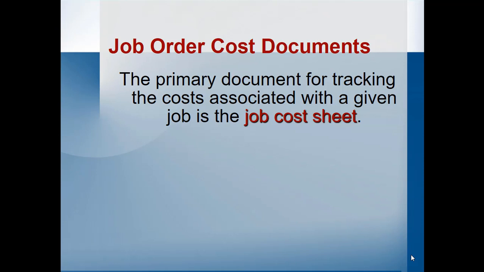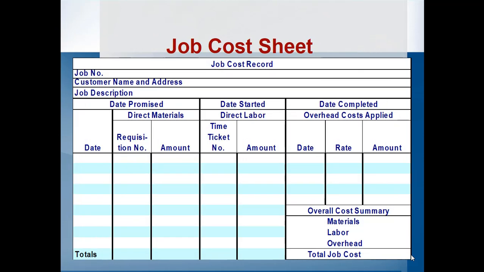The primary document for tracking the costs associated with a given job is something called a job cost sheet. It's very important that we understand that if we say we want to track all the specific costs of this specific job, we have to make sure that we have a way to do it. And the way to do it is through this job cost sheet.